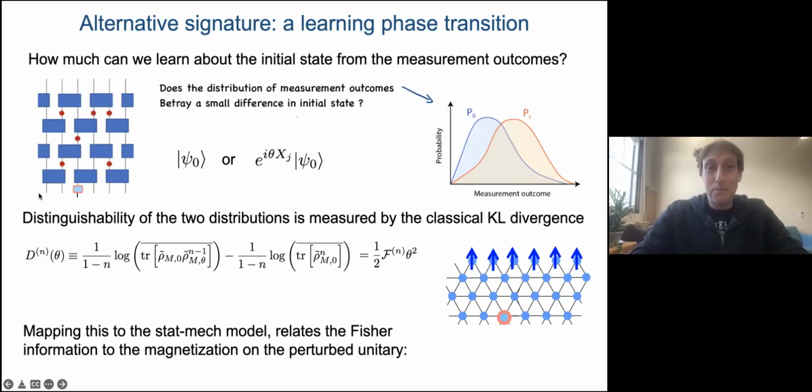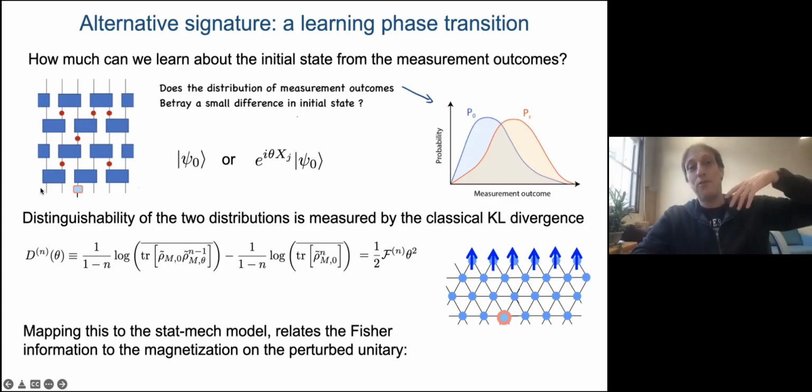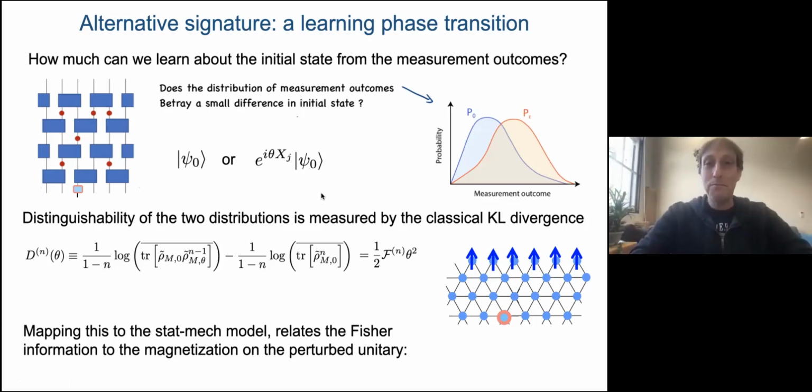For example, suppose I have a state, and in my initial state, I do my experiments one day, I run the experiment many, many times, and I get a distribution of measurement outcomes, which is this probability distribution P naught. The next day, I want to do it again, but without me noticing, a graduate student came into my lab and changed my initial state by applying a small unitary on one of the qubits. This unitary is e to the i theta X_j times psi naught, for example, right? They rotated one of my qubits, so encoded some information.